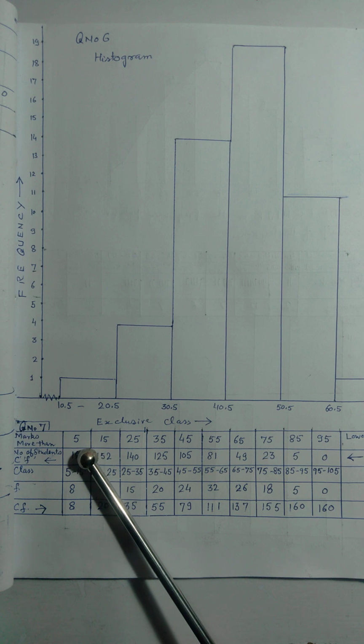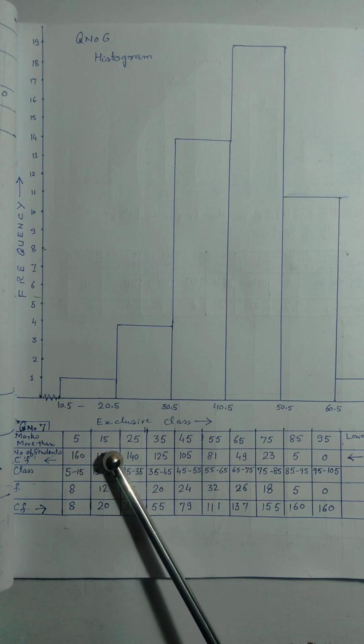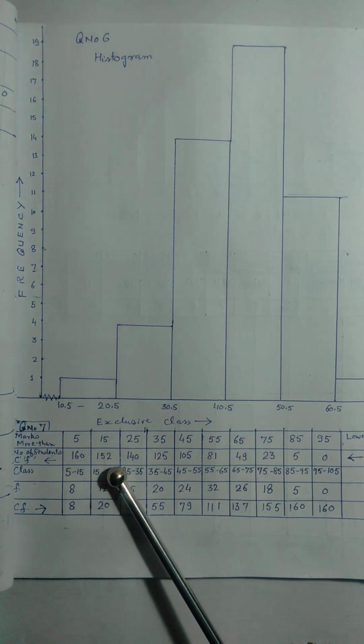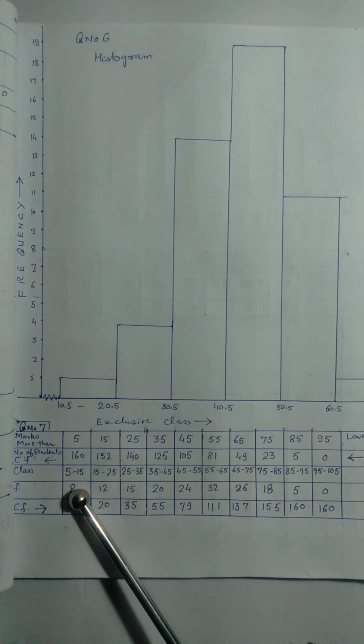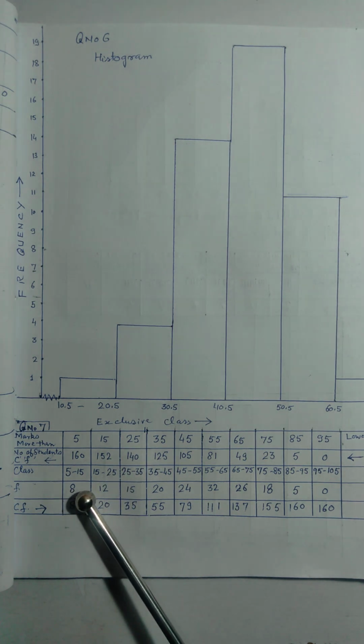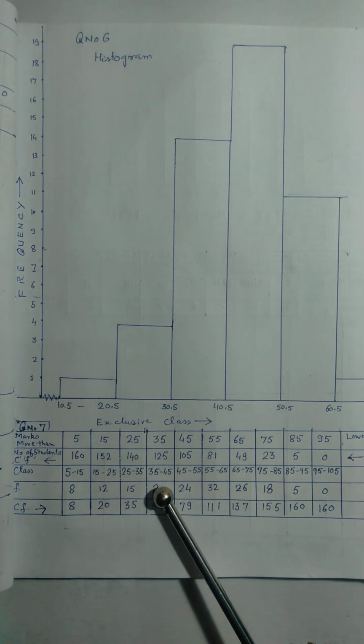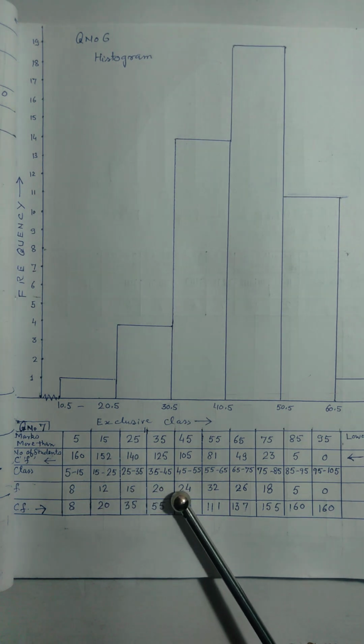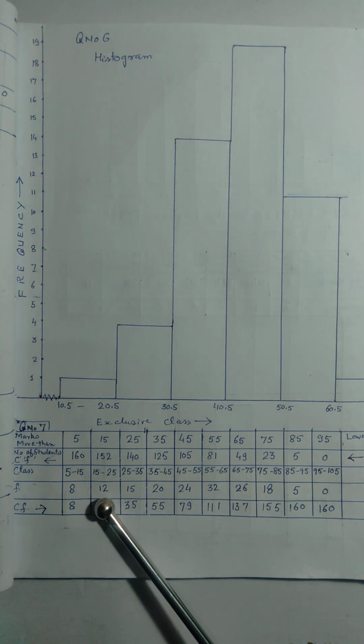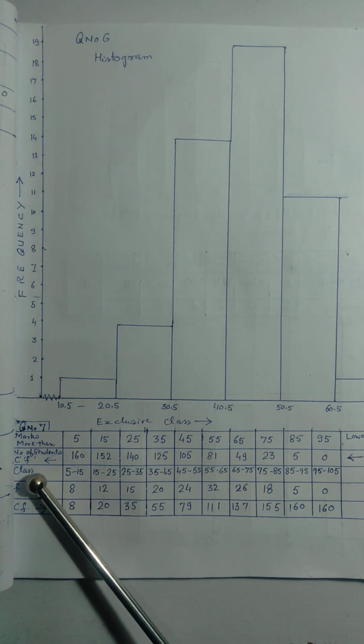Now the difference, 15 minus 5, is 10. Now add 5 plus 10, that is 15. 15 plus 10 is 25. 25 plus 10 is 35. 35 plus 10 is 45. In this way, you can prepare the classes. Now the number of students.